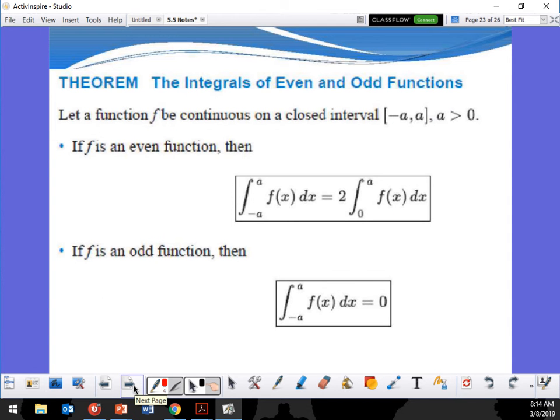Okay, so the theorem: integrals of even and odd functions. If it is an even function, then it's 2 times the integral from here to here. Now, why does it go from 0 to a? Because it's half of it. It's right at half, isn't it? Is it possible to be symmetrical not at the 0? Yeah, it's possible to be symmetrical not at the 0. So how do we know if that function is even without a graph? It's a good question.